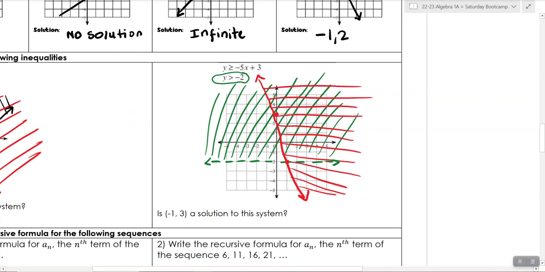All right, so this is slightly different because you see this point right here, one of the lines is solid and the other one is dashed. So because of that, that point would not be a solution.